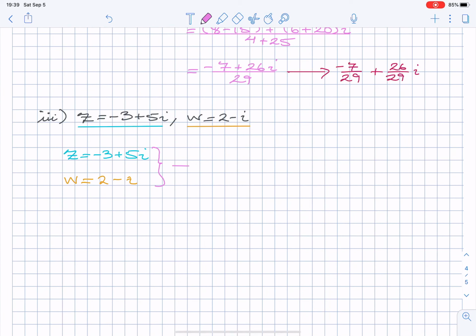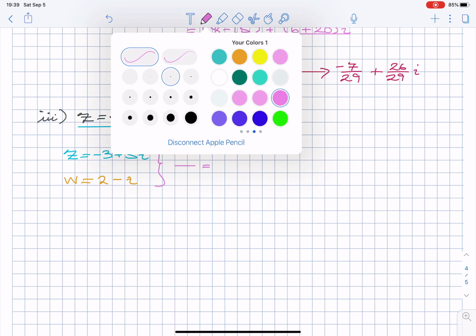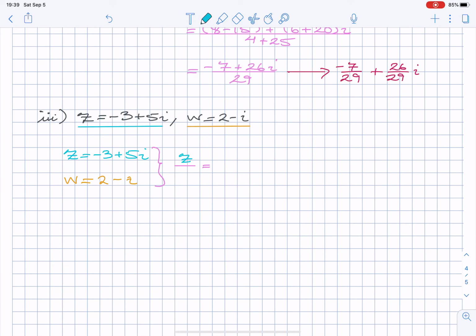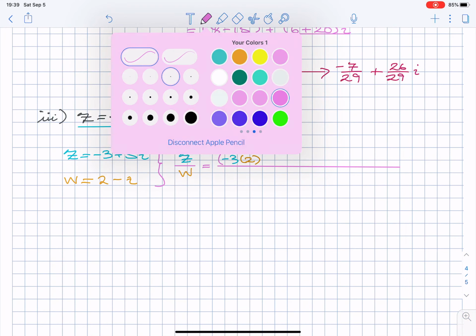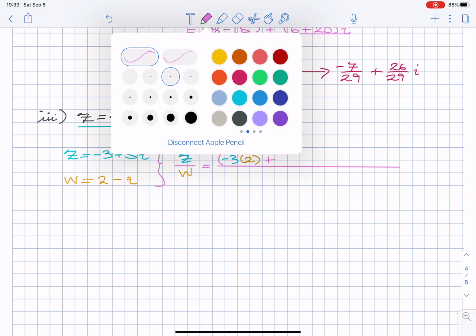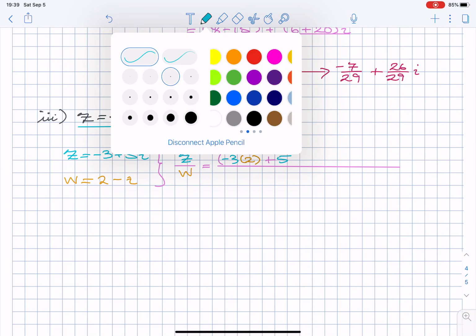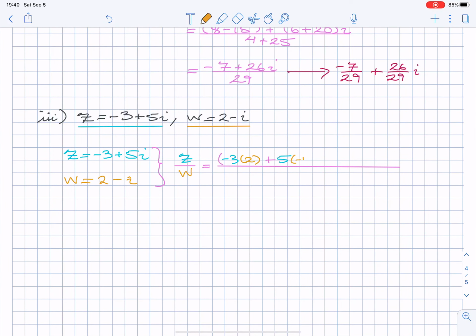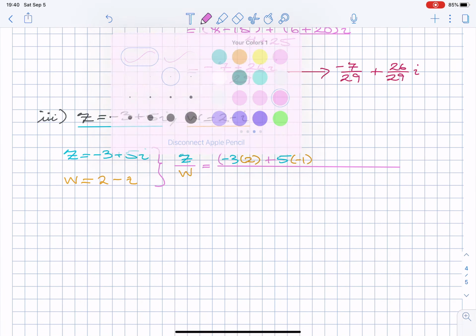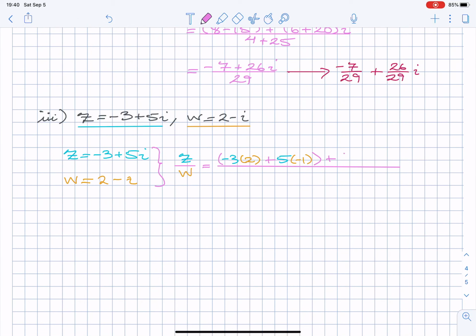So the quotient, Z divided by W, is going to be, remember, for this, it's going to be a sum in the first component. So it'll be negative 3 times 2, to which I'm adding the product 5 times a negative 1. That's my real part. Now let's add to that the difference.